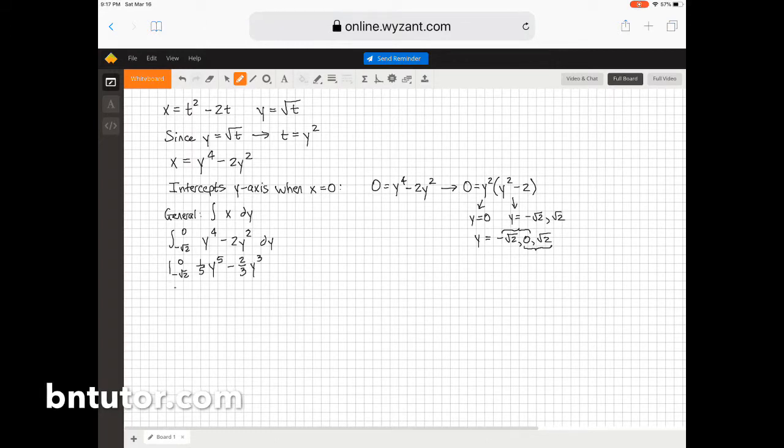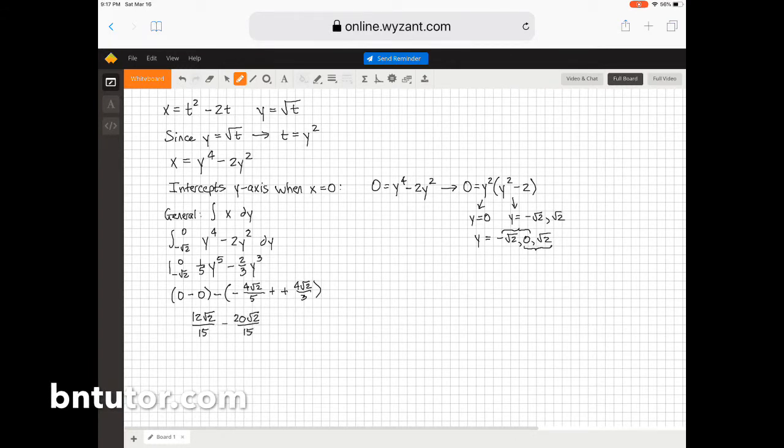We'll plug in 0 first and get 0 minus 0, and then plug in the negative square root of 2, which gives us negative 4 root 2 over 5, and then minus another negative 4 root 2 over 3. From here, we'll take the two negatives and turn them into a positive, and by combining like terms and distributing that negative through our result, we get 12 root 2 over 15 minus 20 root 2 over 15, which is negative 8 root 2 over 15.